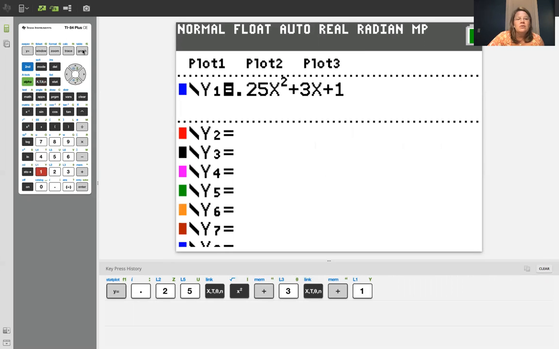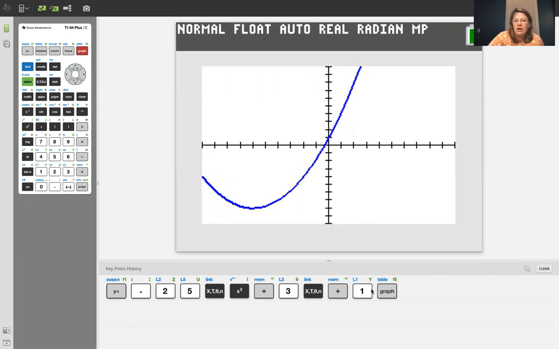I can go look what it looks like in my graph. All I did was hit the graph button, and notice that my window is set such that I can see the minimum. I have a minimum on this function. If this minimum was not in my graphing window, it won't find it. So that's important to know.